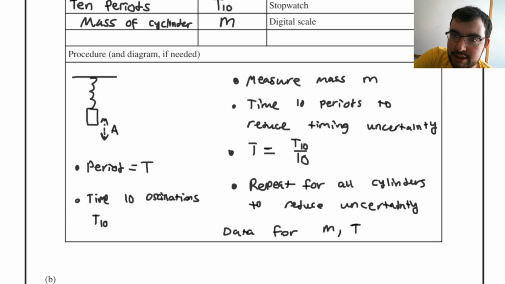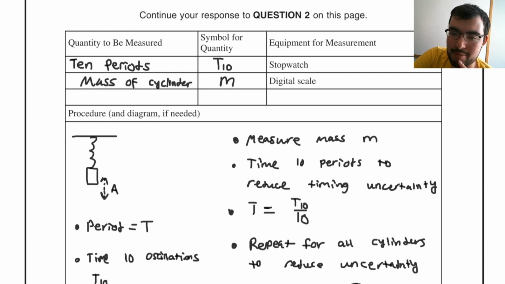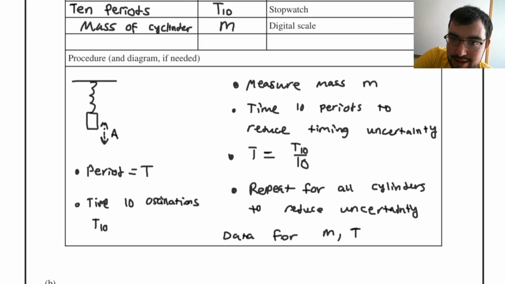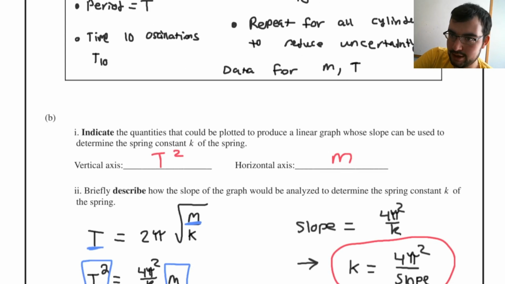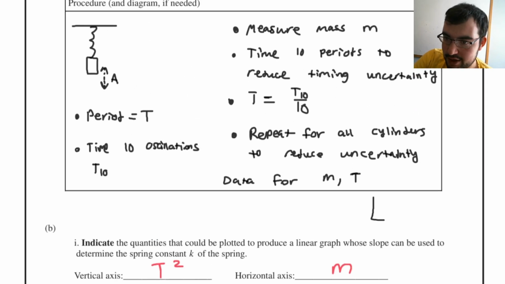But this is a very classic get the spring constant without a meter stick experiment. So again, you just create a mass spring oscillator, you time it. I pick 10 times and then take an average just to reduce uncertainty. Repeat for all cylinders to get a full data set. And then you end just by graphing T squared versus m. Should be some sort of a straight line. And the slope is 4 pi squared divided by k.